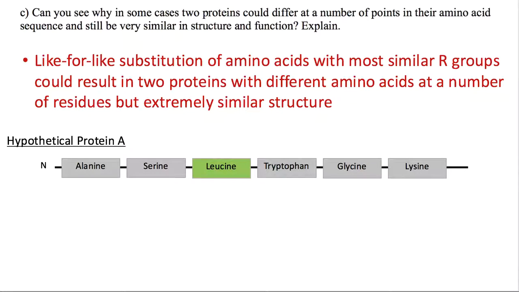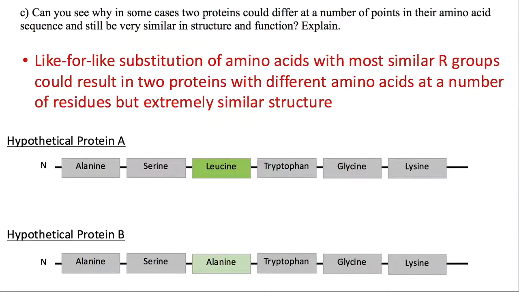For example, we can imagine hypothetical protein A with a leucine at position 3, highlighted in green here. We can then imagine a protein B with another nonpolar amino acid like alanine, valine, or isoleucine, whose structure and function would be very similar. And we can imagine like-for-like substitutions at many other residue positions, too, such as swapping positively charged lysine, here in blue, for another positively charged amino acid, arginine, leading to two proteins with many differences but very similar structure.